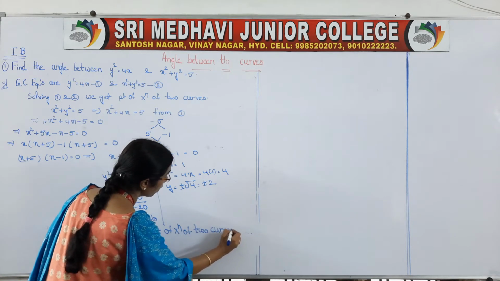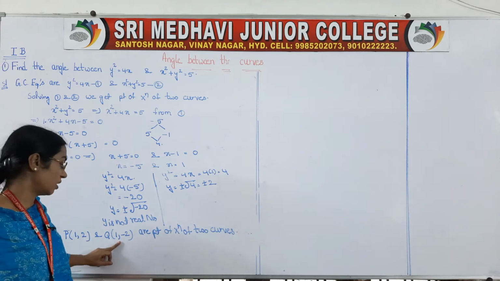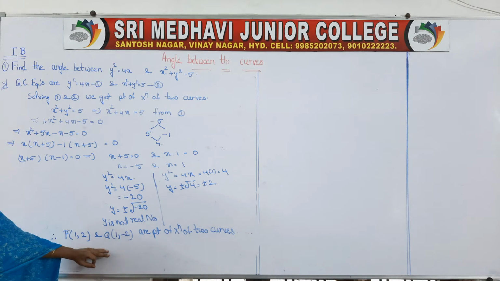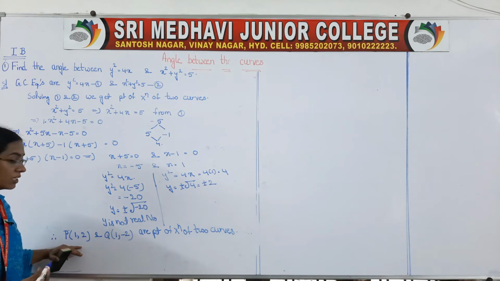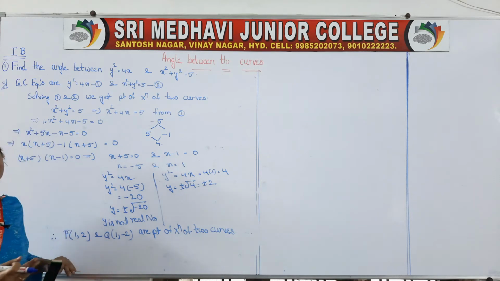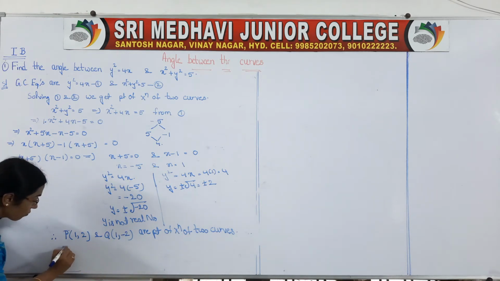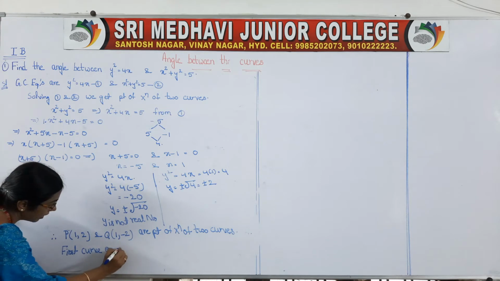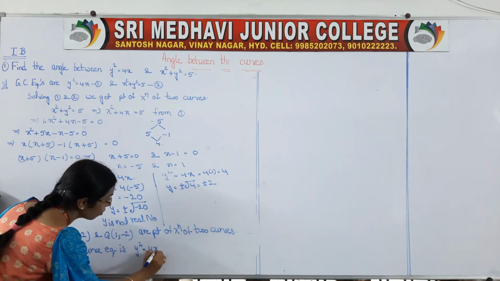So we have to find the angle to the curves at P as well as the angle to the curves at Q. Okay, so how we will find? First take the first curve and differentiate with respect to x, find out its derivative. Similarly, take the second curve, differentiate with respect to x and find out its derivative. So what is your first curve equation? That is y square is equal to 4x.